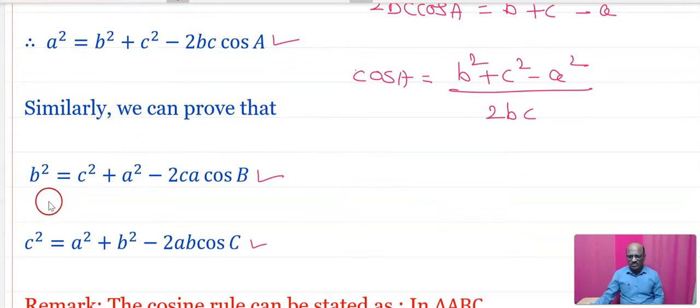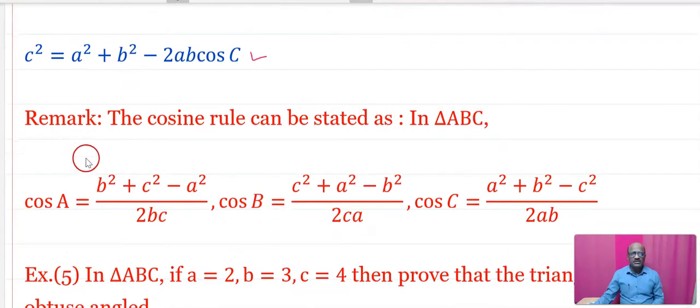Similarly, we can prove that b square is equal to c square plus a square minus 2ca cos B, and c square is equal to a square plus b square minus 2ab cos C. Now the remark: the cosine rule can be stated in this manner. In triangle ABC, cos A is equal to b square plus c square minus a square upon 2bc. Cos B is equal to c square plus a square minus b square upon 2ca. Cos C is equal to a square plus b square minus c square upon 2ab.